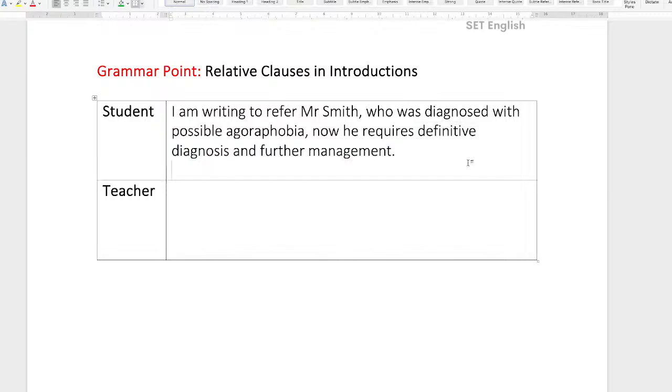However, from a language perspective, we do have a problem. And I don't know if you can see what that problem is. But basically, this section here, which I'll put in yellow, this is what we call a non-defining relative clause. It provides extra information. It introduces that clause with this relative pronoun. So that means basically this. Who means Mr. Smith. So Mr. Smith was diagnosed with possible agoraphobia. So far so good.